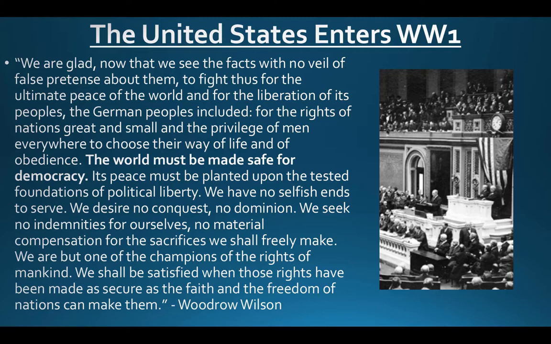The big takeaway from this being that Woodrow Wilson in the United States was looking to make the world a safer place for countries that wanted to rule themselves in their own ways, especially for democratic nations and countries in Europe.